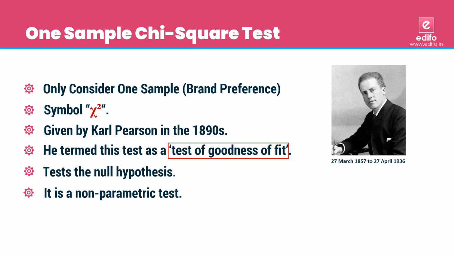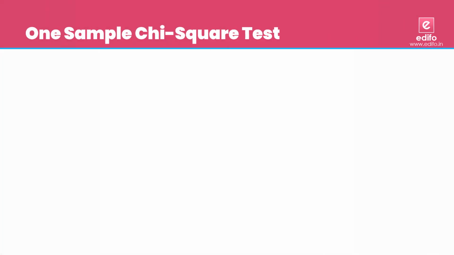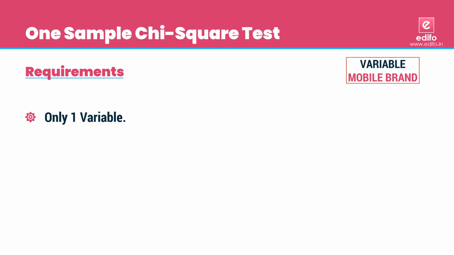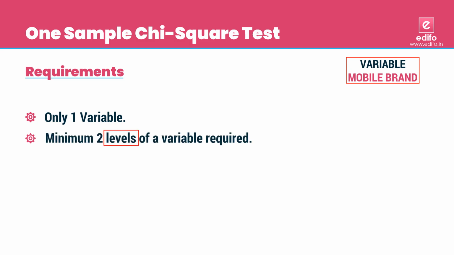Now, what are the requirements for conducting a chi-square test? The first thing is that here you need to consider only one variable. That is, here the variable is our mobile phone brand. The second thing is that a minimum of 2 levels of the variable is required. The levels or categories of a variable means how many categories you are going to consider under a single variable, that is mobile brand. Here we have 4 categories. They are Samsung, OnePlus, Apple and Sony. Like that, you can consider a lot of categories under a single variable.